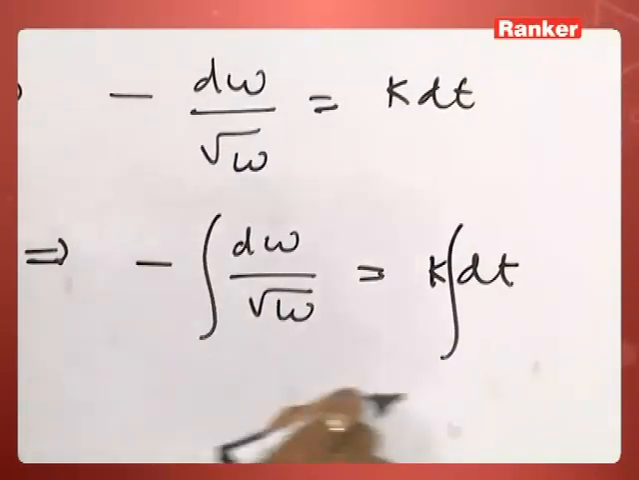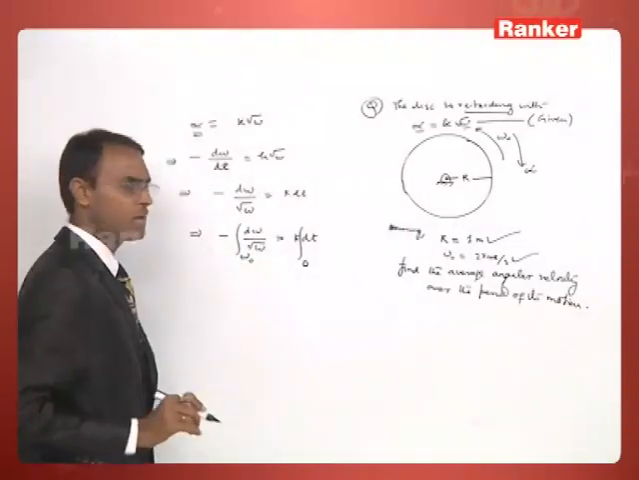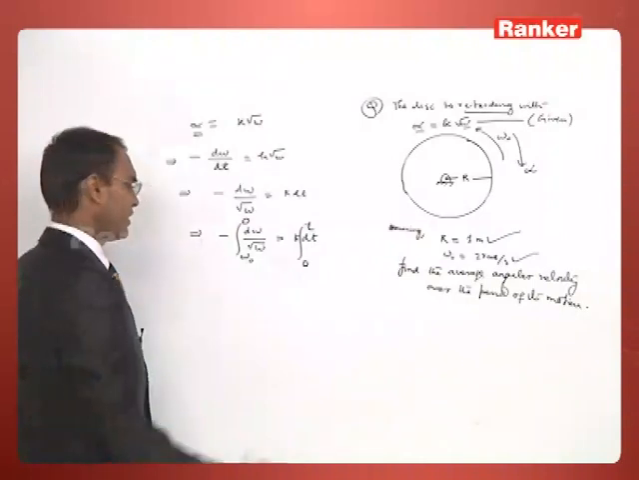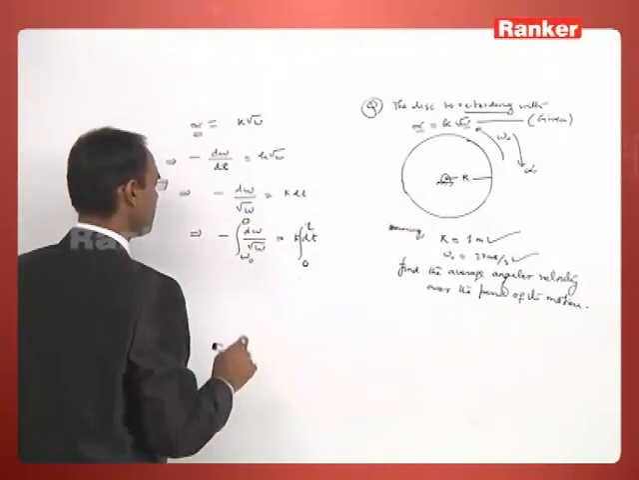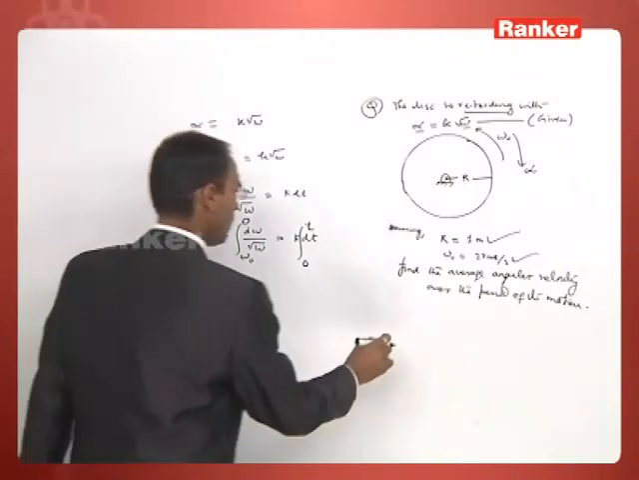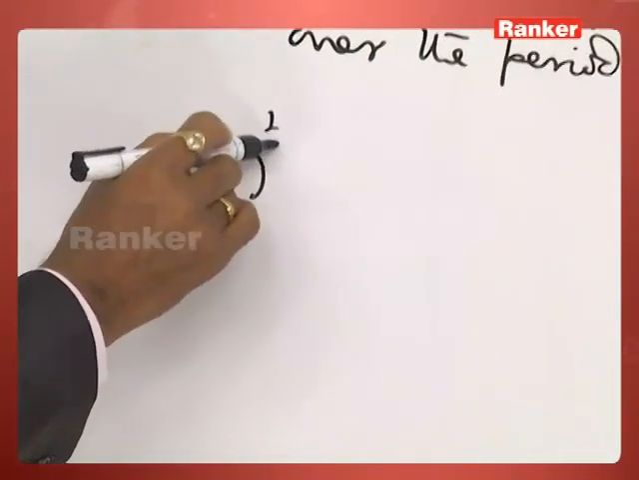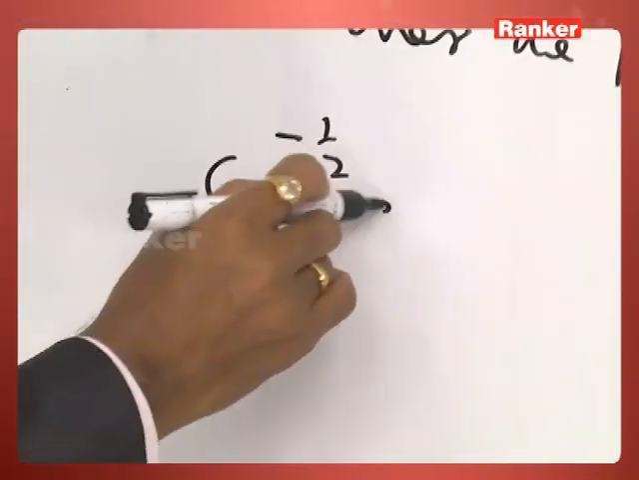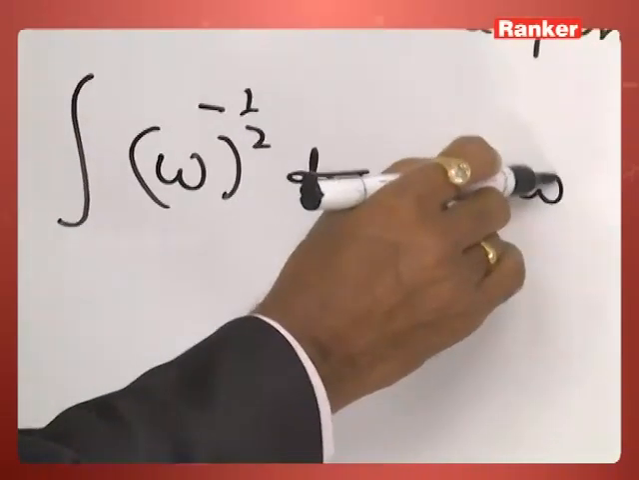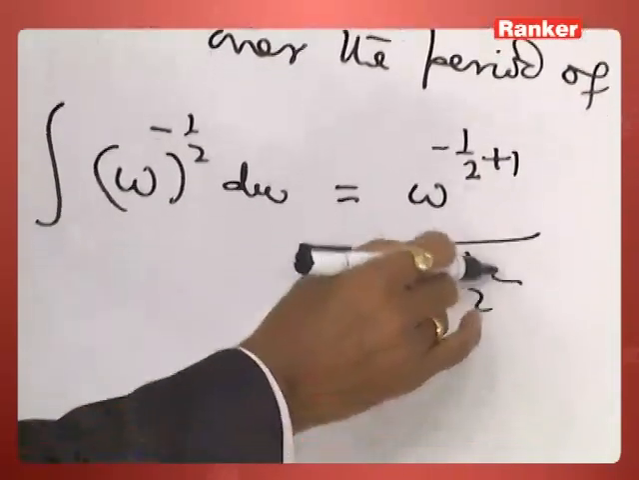Integrating both sides: at time t equal to 0, its angular velocity was omega naught. After time t, it will stop. Therefore, the angular velocity will be 0 in the upper limit. You know that this is omega to the power minus half d omega. The integral of this is equal to omega to the power minus half plus 1 by minus half plus 1.